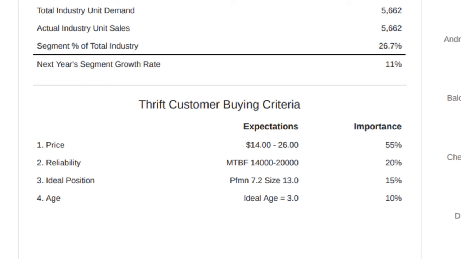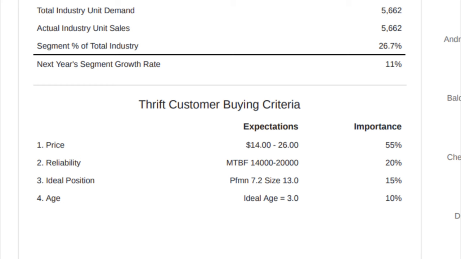So the second important thing when it comes to thrift market segment is reliability. Reliability of between 14,000 and 20,000. This is 20% important. And this means like 20% of customers in that market will be looking at the reliability that you have offered in your product. And here, again, the company that has the highest reliability is going to carry the day.